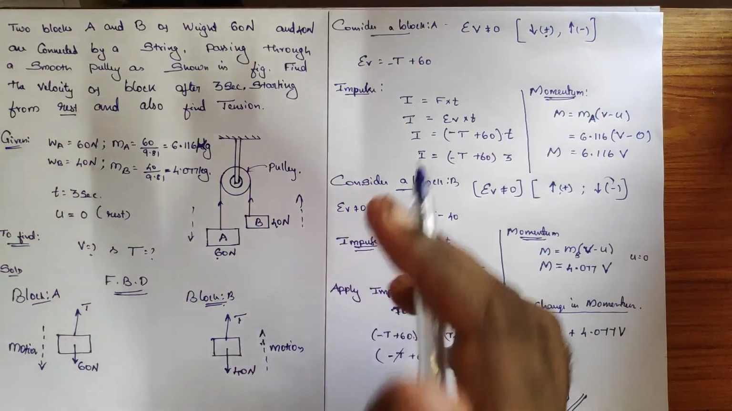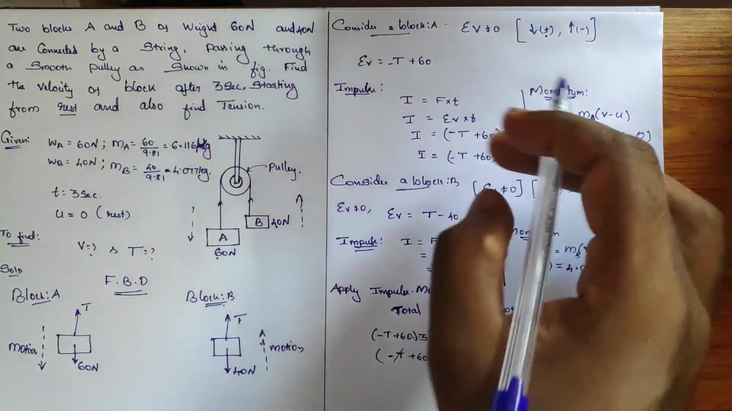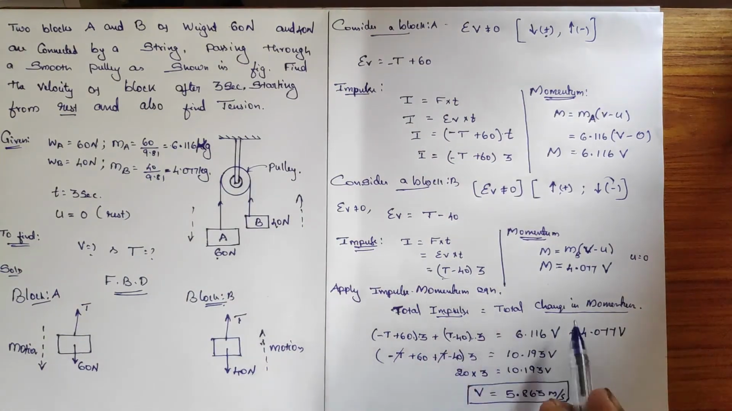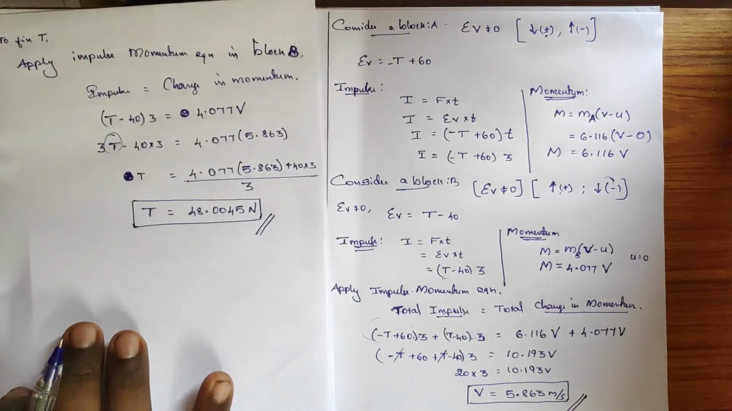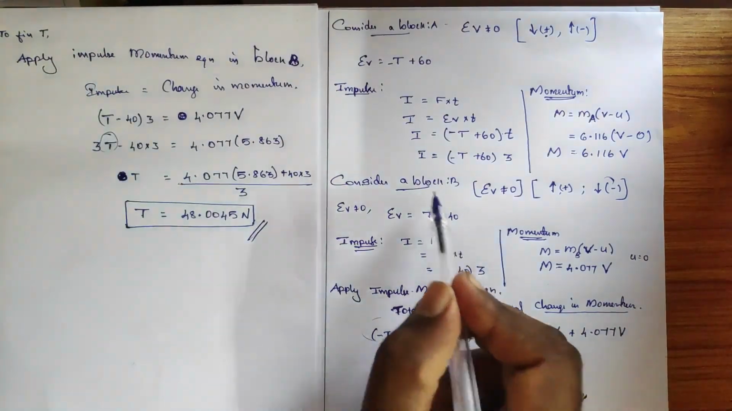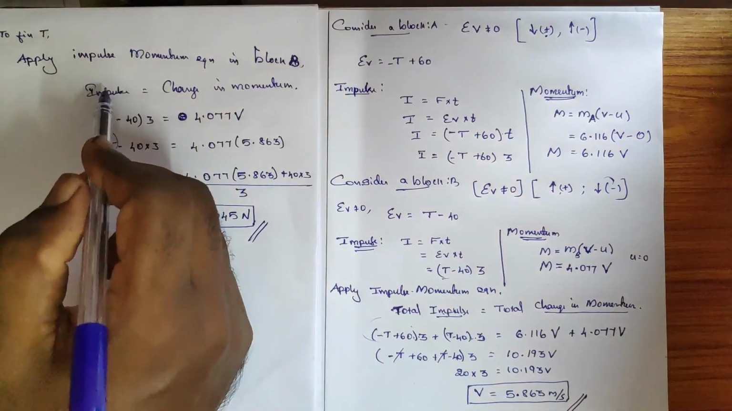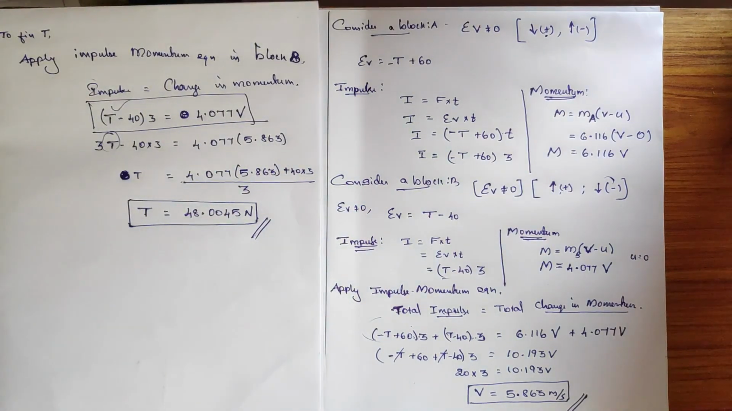In such manner we have to solve each and every one, and after finding the separate impulse and momentum, just find it in total. So total impulse is equal to total change in momentum, in which we have to add everything. If you have 3 blocks, we need to add the 3 blocks' momentum and 3 blocks' impulse, so that you may get the unknowns. Here we needed to find the tension, so I considered one of the blocks, block B's impulse momentum equation, and by taking it, I got the answer for tension.